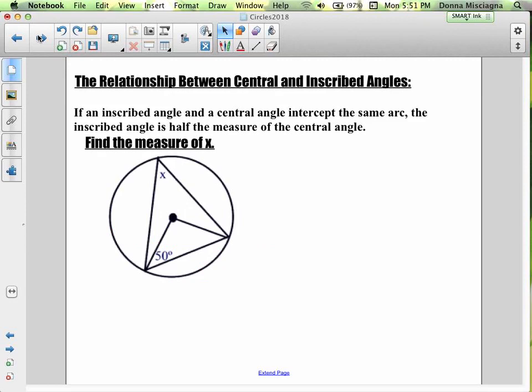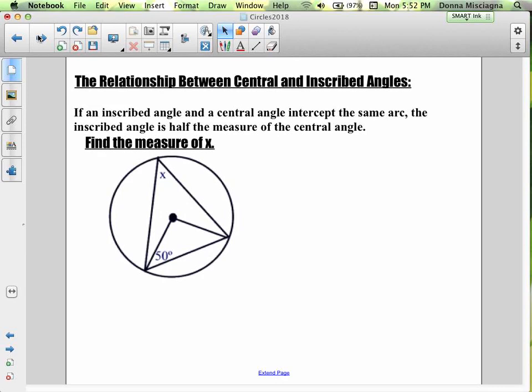All right, so here, and this might be a very common one you might find on a test. You have the notes above, early on at the top of your notes, right in the middle of the page there. So if an inscribed angle and a central angle intercept the same arc, the inscribed angle is half the measure of the central angle, right? So just a reminder there. All right, so now we may not be able to directly solve for x, but we can work our way through this problem.